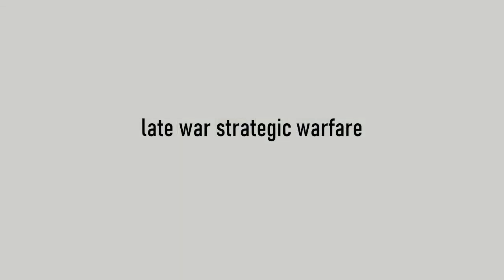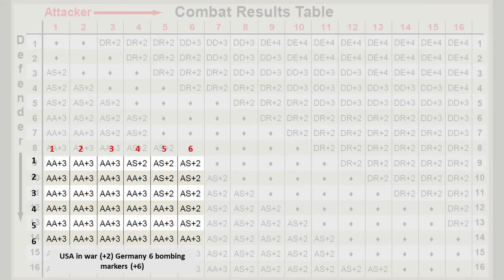Finally, I want to look at the late war strategic warfare. This is what the table looks like once the USA is in the war and Germany is taking 6 bombing markers a turn. You can see that it does not matter what anybody rolls. The Germans are suffering a factory loss from this result.